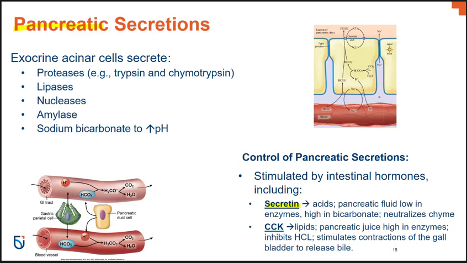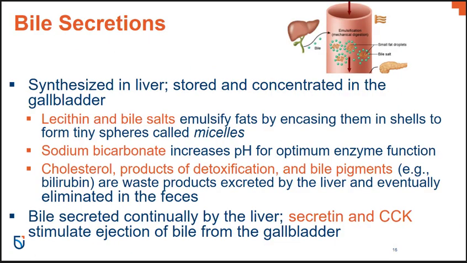CCK, or cholecystokinin, is secreted by intestinal mucosa in the presence of fats and other substances, and this will then cause the pancreas to increase exocrine secretions that are higher in enzymes. It will inhibit hydrochloric acid. It will stimulate contractions of the gallbladder in order to release bile.